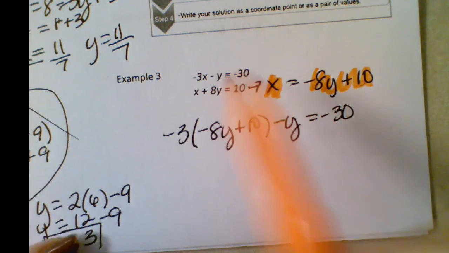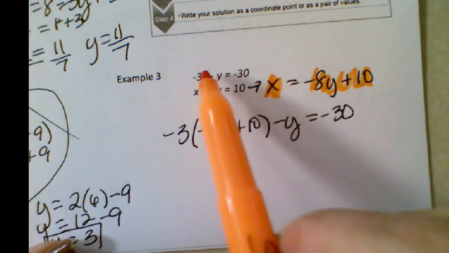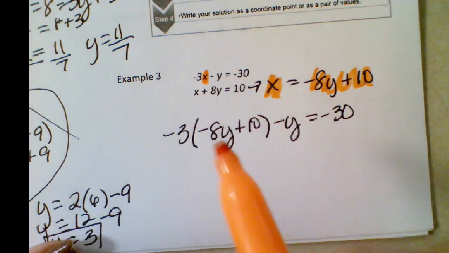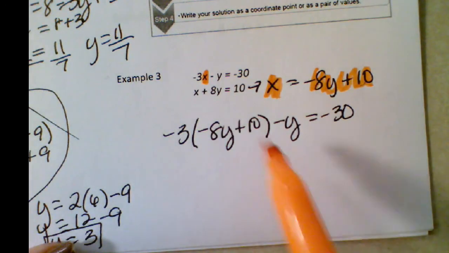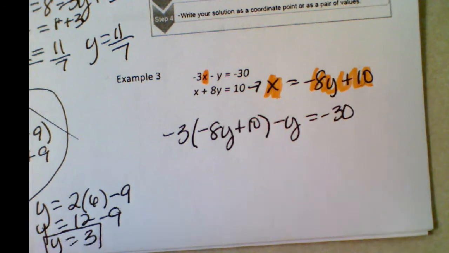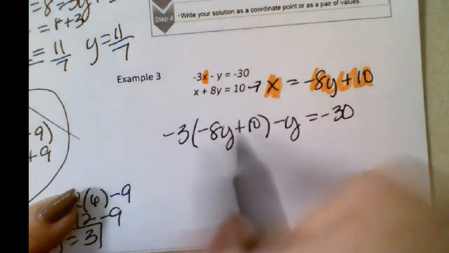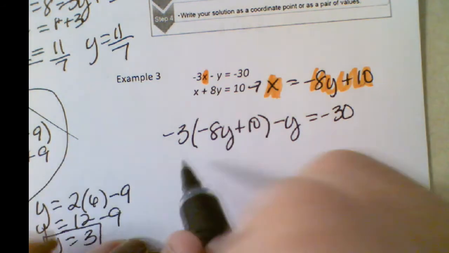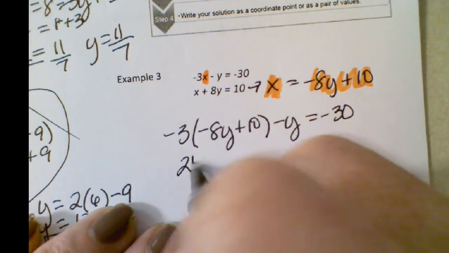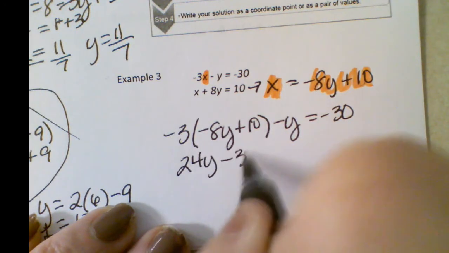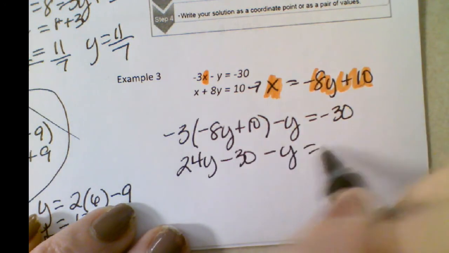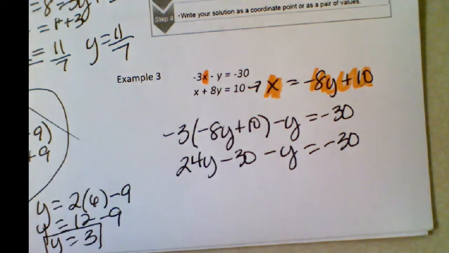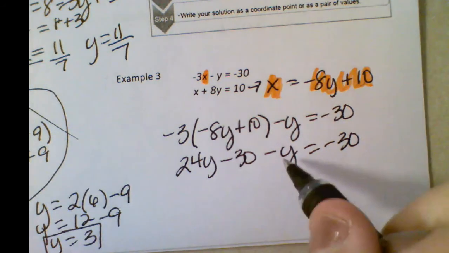So up here, I had an x, which we can color orange, but instead I'm going to plug in my other orange, which is my negative 8y plus 10, meaning all the x's go away, and then we can just solve. So do that distribution for me. 24y minus y equals negative 30. Beautiful. And then what's 24y minus y?